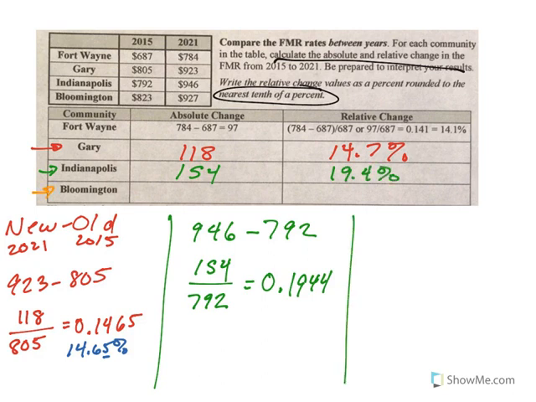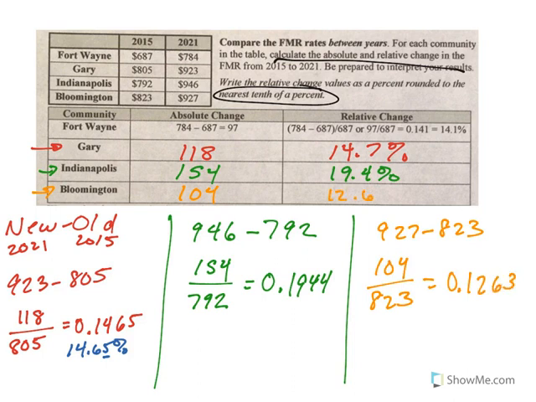Let's then move on to Bloomington. We take 927 minus 823 for an absolute change of 104, and then 104 divided by the reference of 823 for a decimal of 0.1263, nearest tenth of a percent, 12.6%. So that's just the mathematics of it, right? Finding the absolute change, finding the relative change.